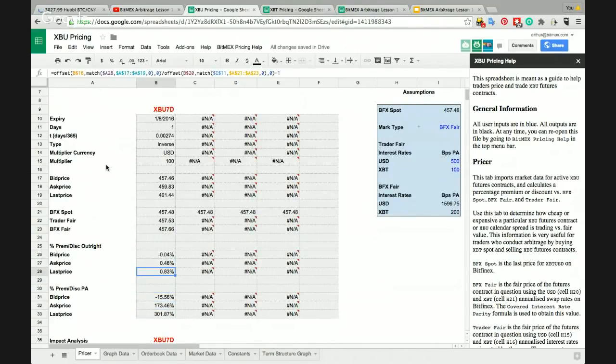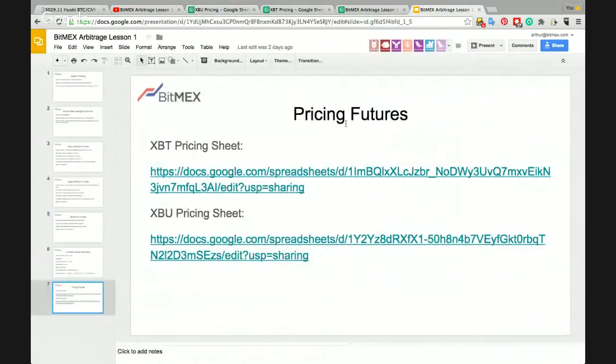Now, as I said before, because we don't have this quadratic effect in US dollars, we just want to look at what is the premium or discount of this future versus spot, or the spot with the implied interest rate that we use as a trader. And we'll come back to using these rates to determine arbitrage strategies in the next lesson. So I'm going to end my sharing and see if we have any questions.